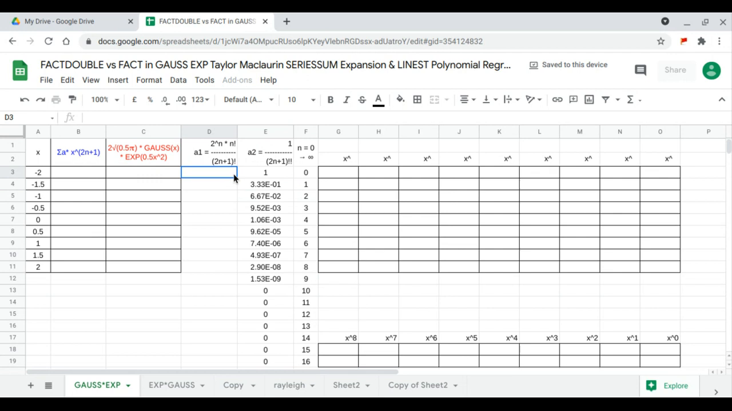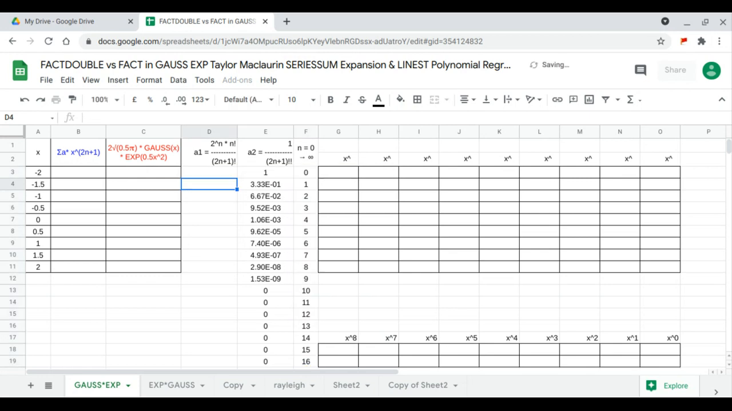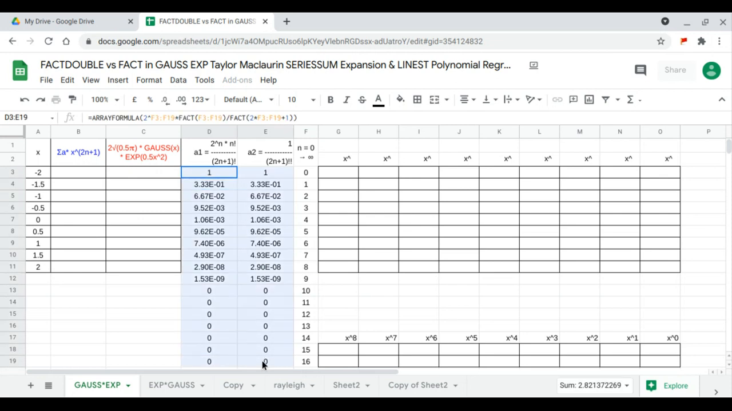And we continue with the factorial form. So array formula, 2 raised to the power n times factorial n divided by factorial 2 times n plus 1. Then enter. Their values are exactly the same.